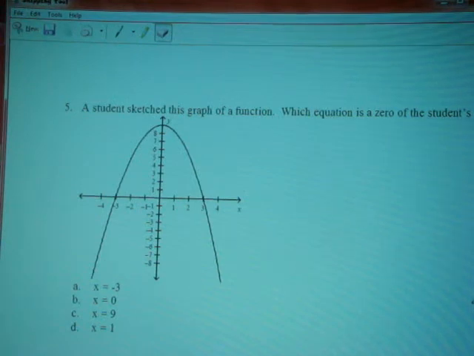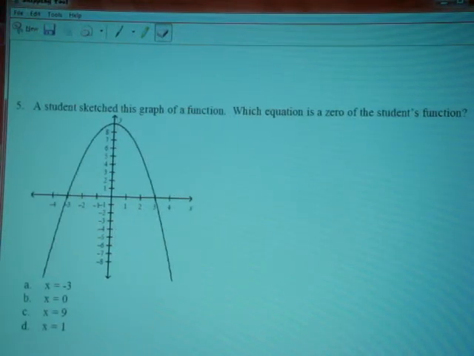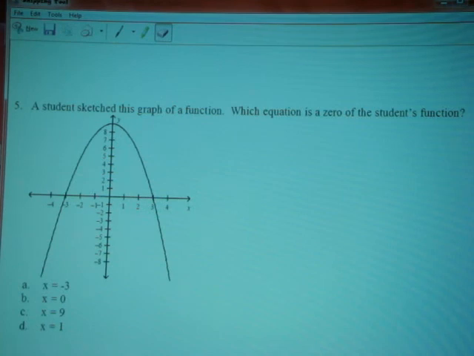This is problem number 5 from the practice graduation test. It says, a student sketched this graph of the function. Which equation is a zero of the student's function? Well, to be able to work this out by looking at the graph, you have to first know what a zero is. Okay, so let's talk about the word zero.